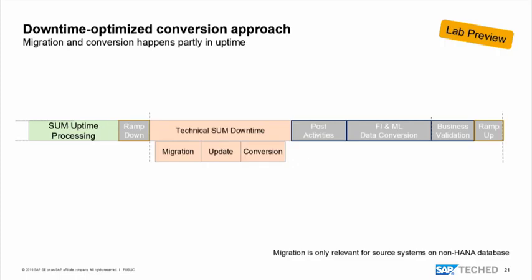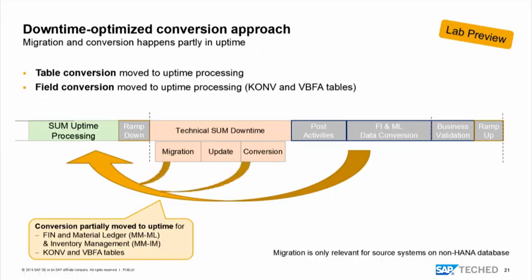Migration and conversion happens partially in uptime. That's written in here. It's a lab preview, it's not yet generally available. The idea is to move those parts of the downtime that hurt into uptime. And with this approach, the Software Update Manager would even do the financial data conversion that in the standard approach is not executed by the tool. We move the financial data conversion, we move the material ledger logistics conversion to uptime. And if the source system is not yet on HANA, then even migration of those tables is done in uptime. So first migrate to HANA and then convert to the new tables, done in uptime.